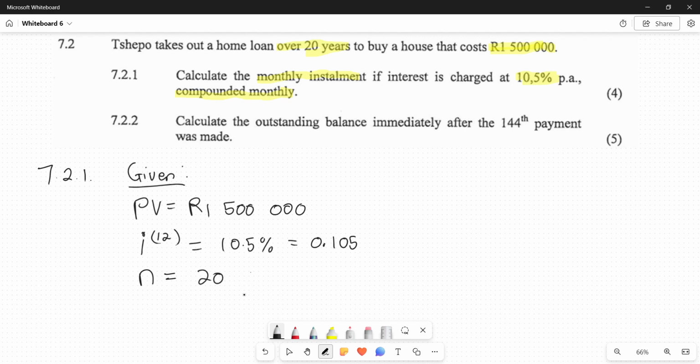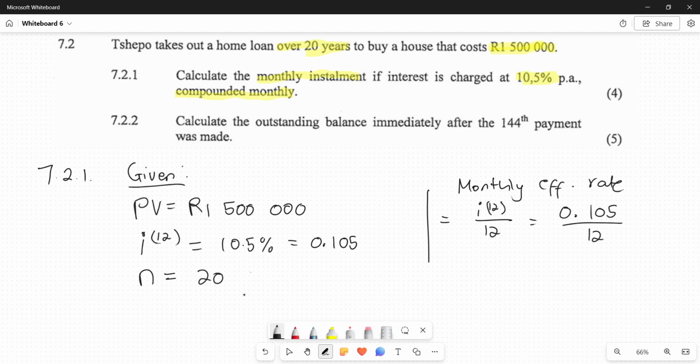Since we are given the nominal interest rate, what should we do here? Since we are required to calculate the monthly installment, if you are working with months, then we should convert this nominal rate into a monthly effective rate. So our monthly effective rate equals I12 divided by 12, since they're saying it's compounded monthly. So it will be 0.105 divided by 12. Be careful with this one. Do not round off your answer yet, because it will give you a different answer from ours.